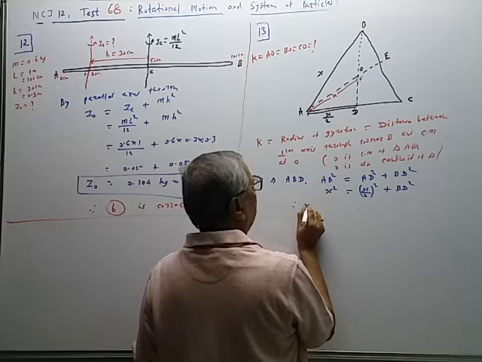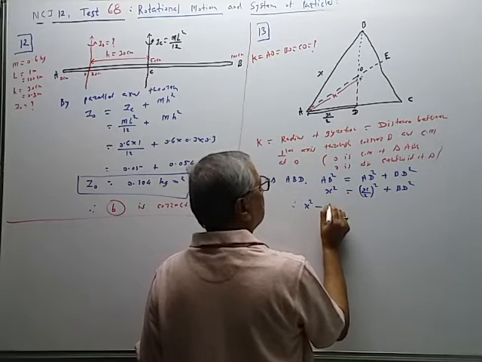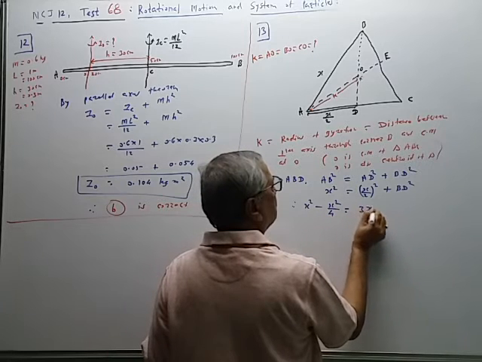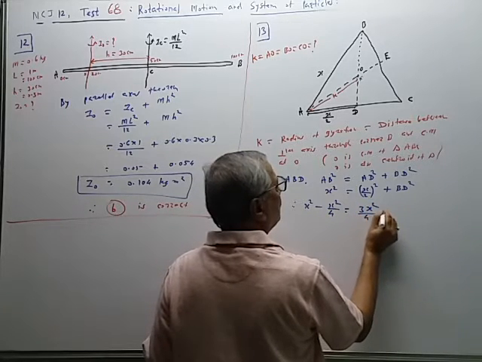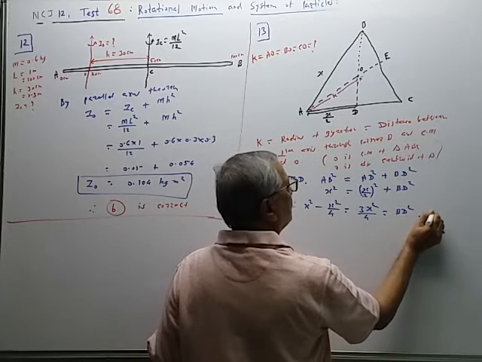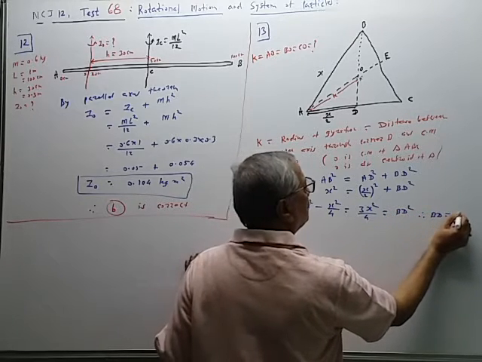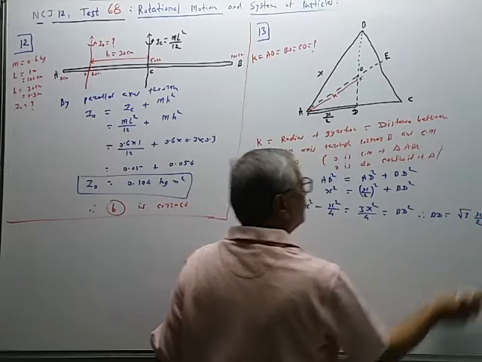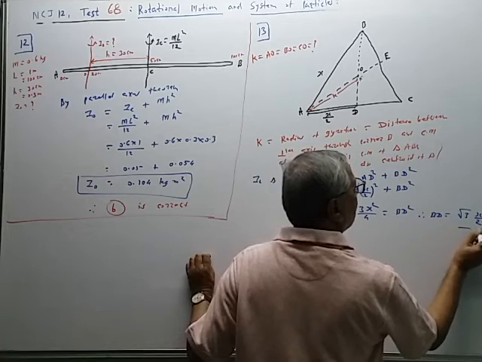and therefore x square minus x square by 4, this is equal to 3x square by 4, which is equal to BD square, and therefore BD is equal to root 3 x by 2. So this is equation 1.